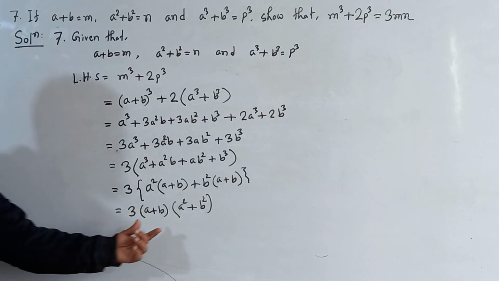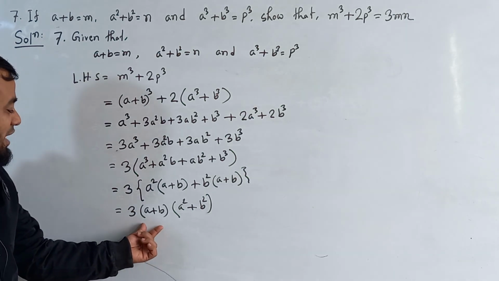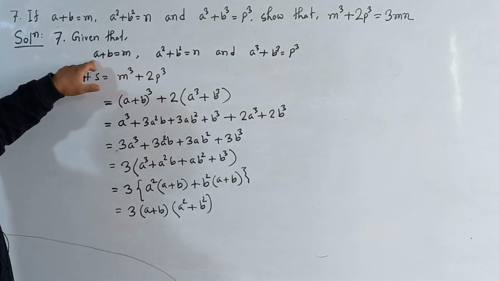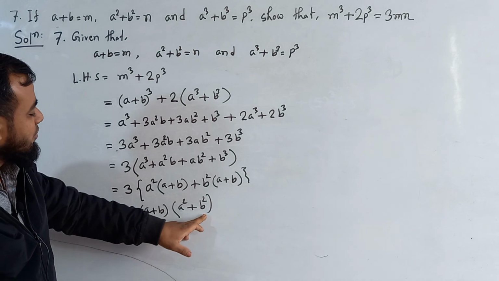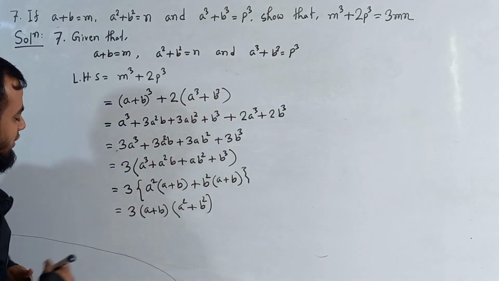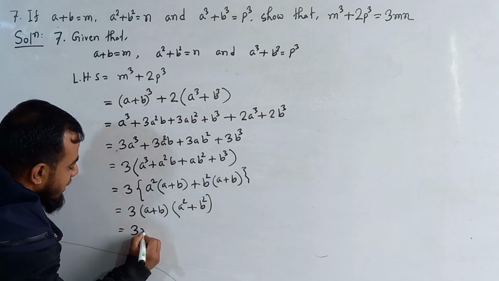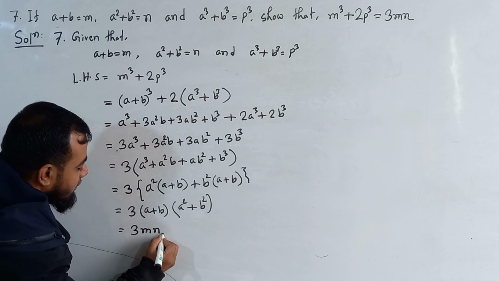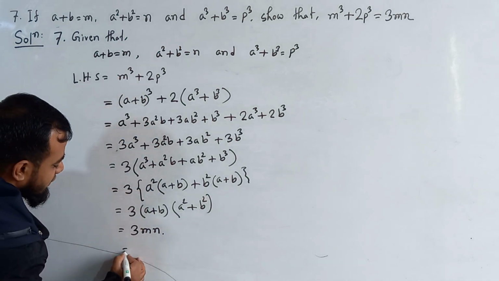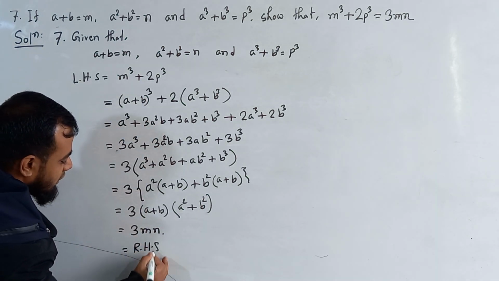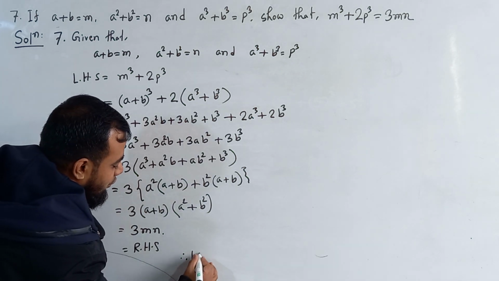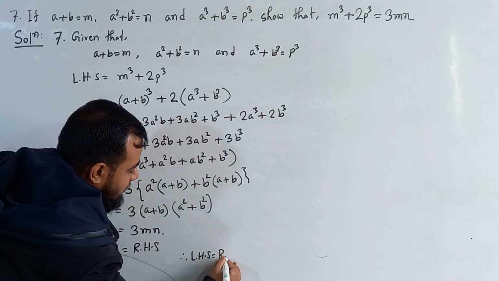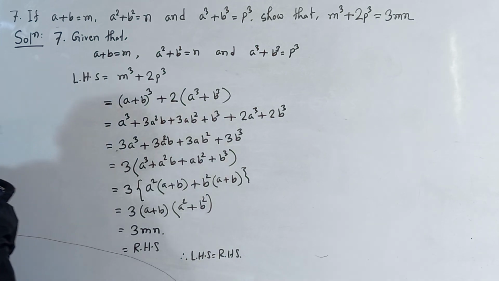So this is our right hand side, isn't it? Because a plus b is equal to m, and a squared plus b squared is equal to n. So put this value, it's 3mn, which is our right hand side. That's equal to the right hand side. You can write down: therefore left hand side is equal to right hand side, showed.